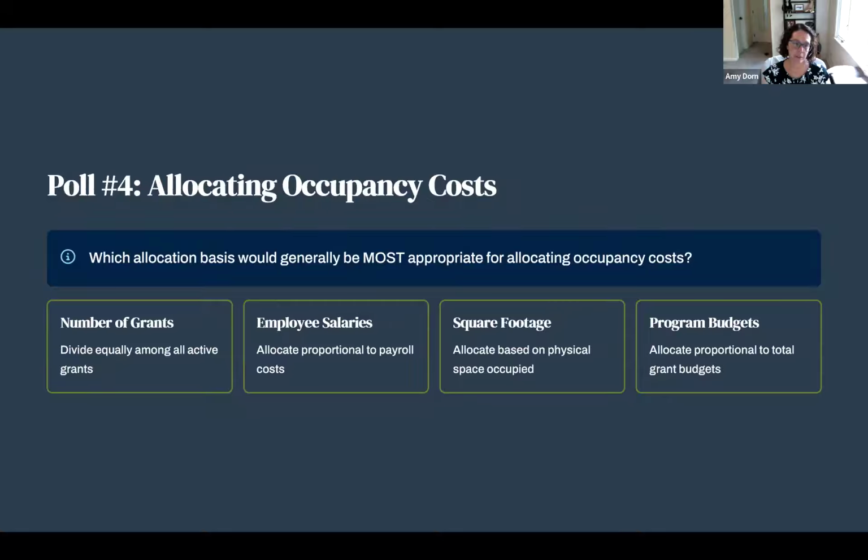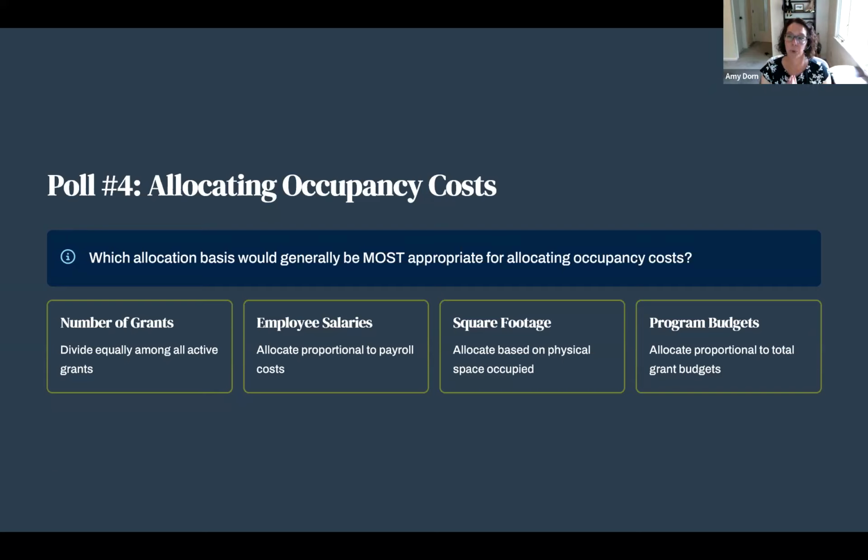Well, that's a hard one. Number of grants, I'm going to go with number of grants as the least appropriate. And this is another thing that some of you might see when you go in and monitor your agencies. I have seen agencies that put their costs to the grants based on what they budgeted for. I see that a lot, actually, and that's not an appropriate method.